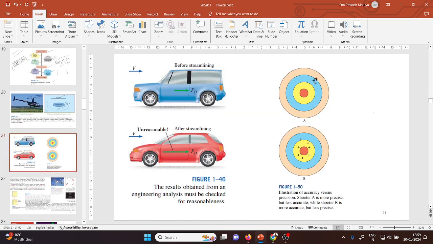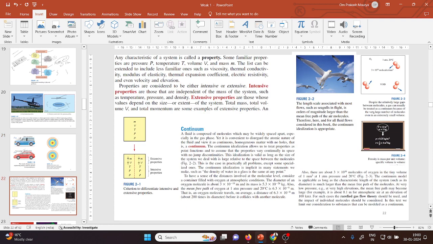Now coming to the next, if you see here the fluid mechanics application, before and after the streamline. Your body is like that. Here, with this type of body there is more air resistance, while with the streamlined body it will be less. Similarly, like that, what is continuum and all.